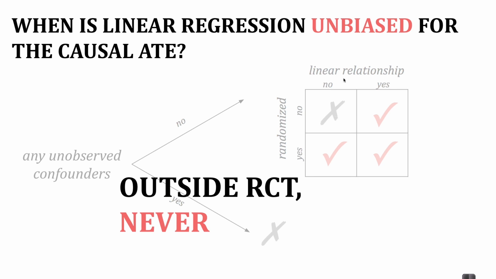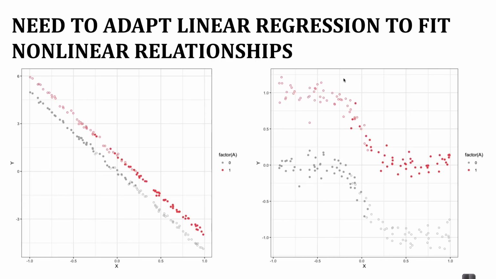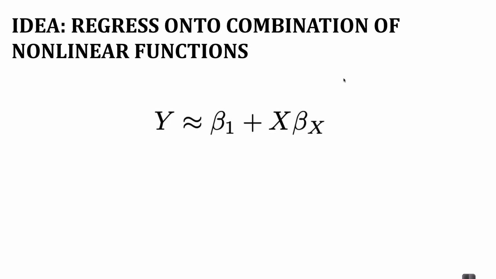So when is the linear regression unbiased for the ATE? In general, if you don't have a randomized trial, never, no way. So what do we do about that? We need to adapt linear regression to somehow fit these nonlinear relationships. And the idea is to regress onto a combination of nonlinear functions.